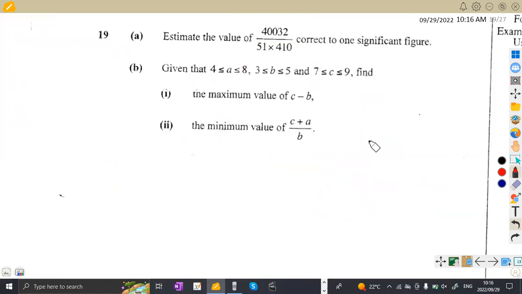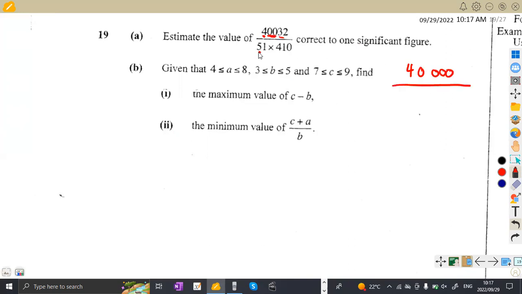Okay, estimate correct to one significant figure. So you just have to round off to one significant figure, each and every number. So the first one, 4,000, this 4 here cannot change, so it's going to remain as 4. All these became 0, 2, 4. So it's going to be 40,000.